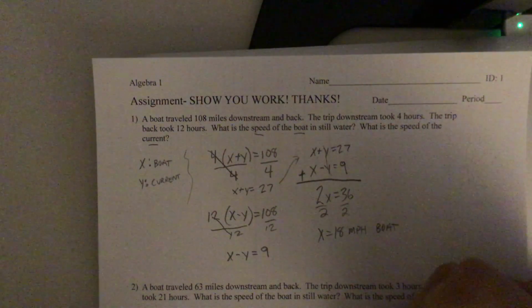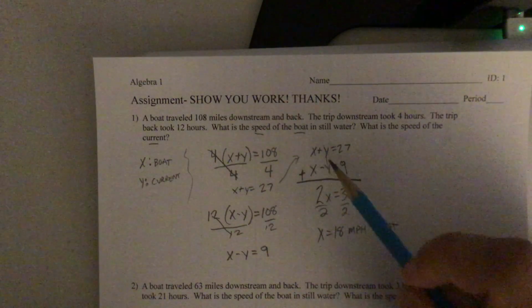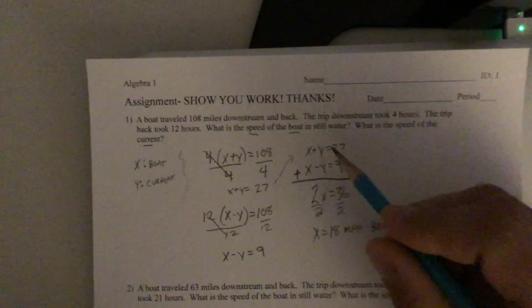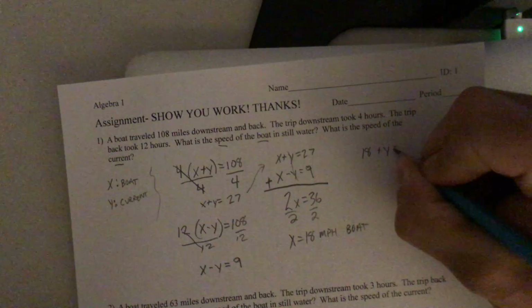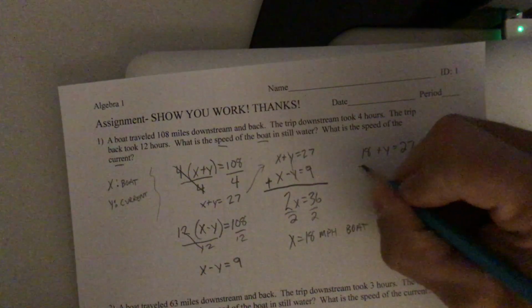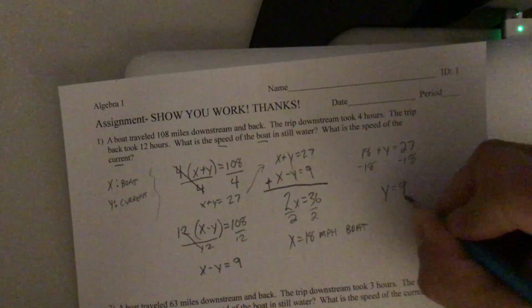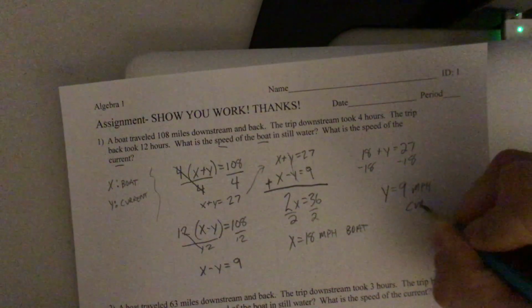Okay. You can plug it into the original. Personally, I know I divided right. I'm going to make sure that I plug it into one of these. Specifically, the first equation, 18 plus y equals 27. Subtract 18 from both sides. Y equals 9 miles per hour, and that was our current.